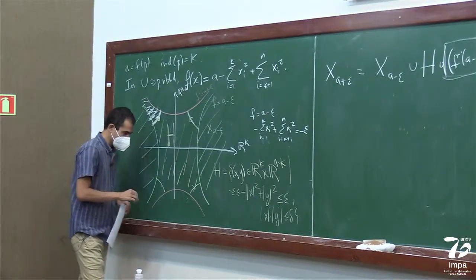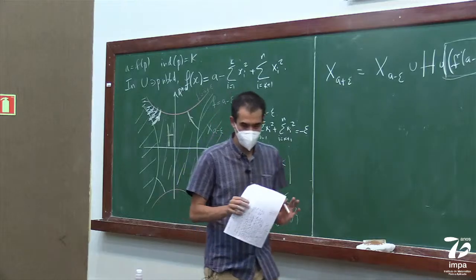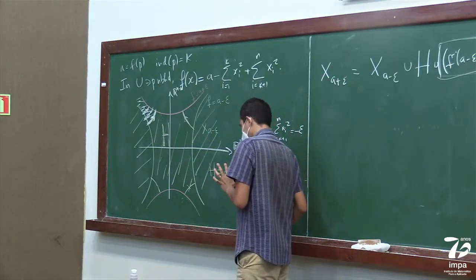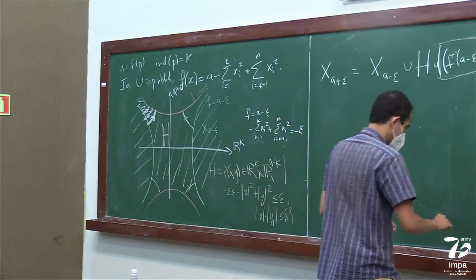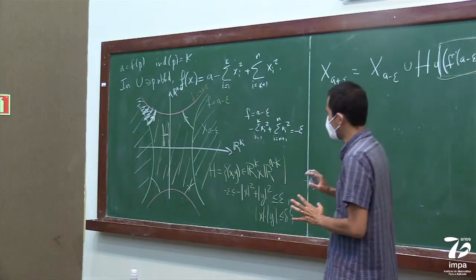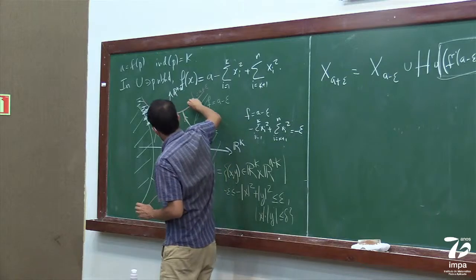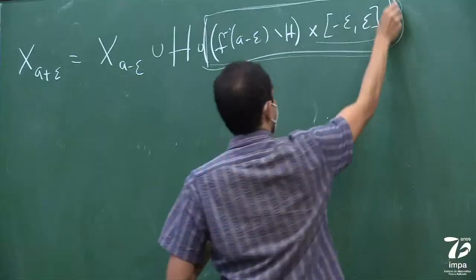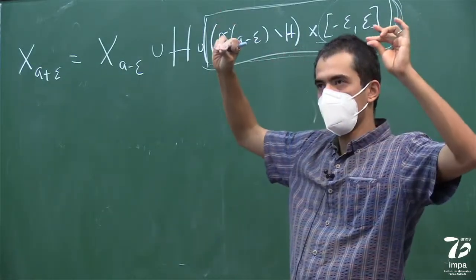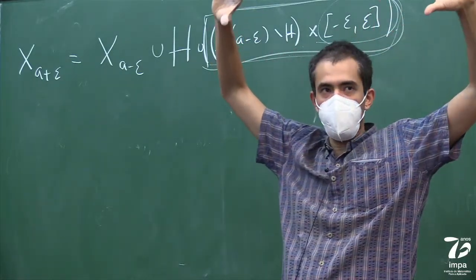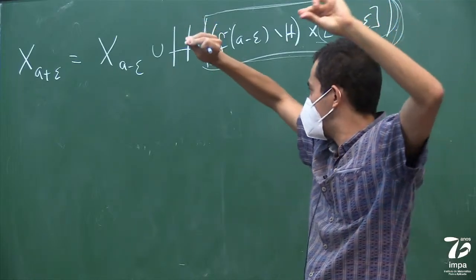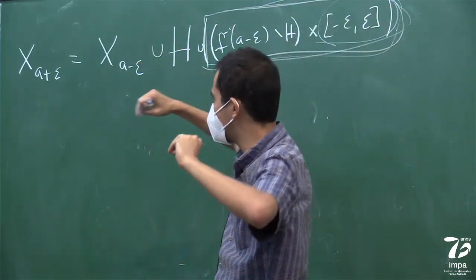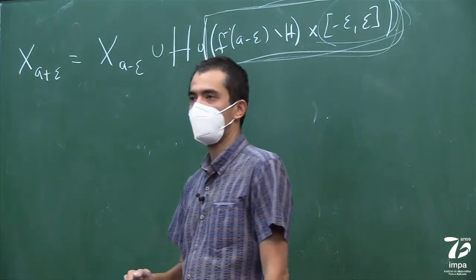Because one thing you can see is, at least if you forget about the smooth topology, if you just think about the continuous topology, you can do the following thing. You can contract the minus epsilon direction. So what happens when you do that? When you contract the minus epsilon direction, then this guy here gets contracted to the boundary of x a minus epsilon.